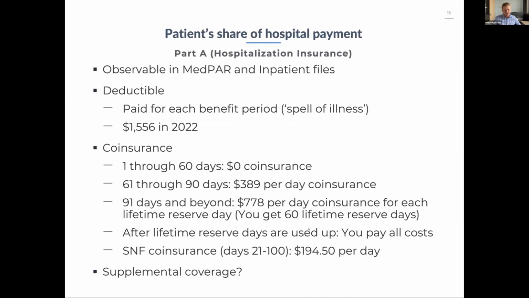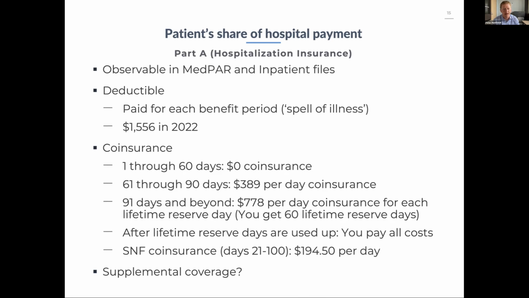Okay, so let's move on to another measure of cost that is available in MedPAR and the inpatient file, and that is the patient's share of a hospital or post-acute stay. One piece of this that you're able to observe in MedPAR is the Part A deductible. For each spell of illness, a patient is responsible for this deductible at the outset. In 2022, that was $1,556. It's $1,600 in 2023.